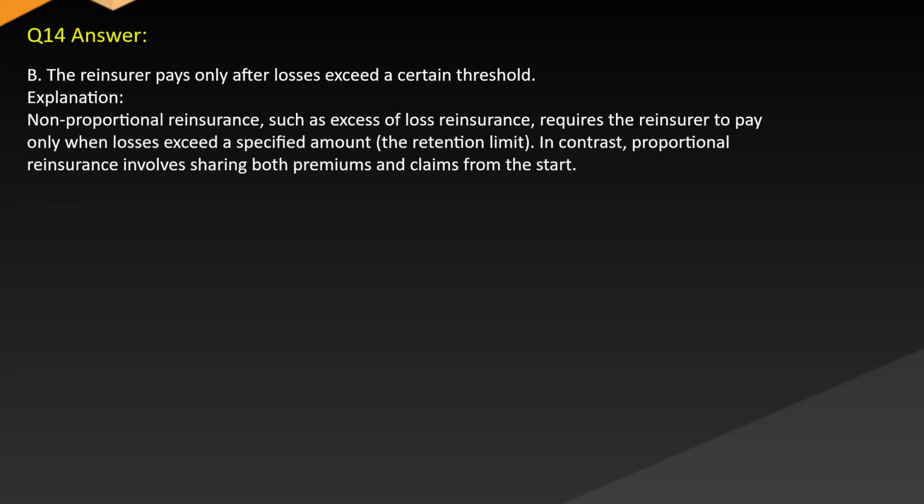Answer B. The reinsurer pays only after losses exceed a certain threshold. Explanation. Non-proportional reinsurance, such as excess of loss reinsurance, requires the reinsurer to pay only when losses exceed a specified amount, the retention limit. In contrast, proportional reinsurance involves sharing both premiums and claims from the start.